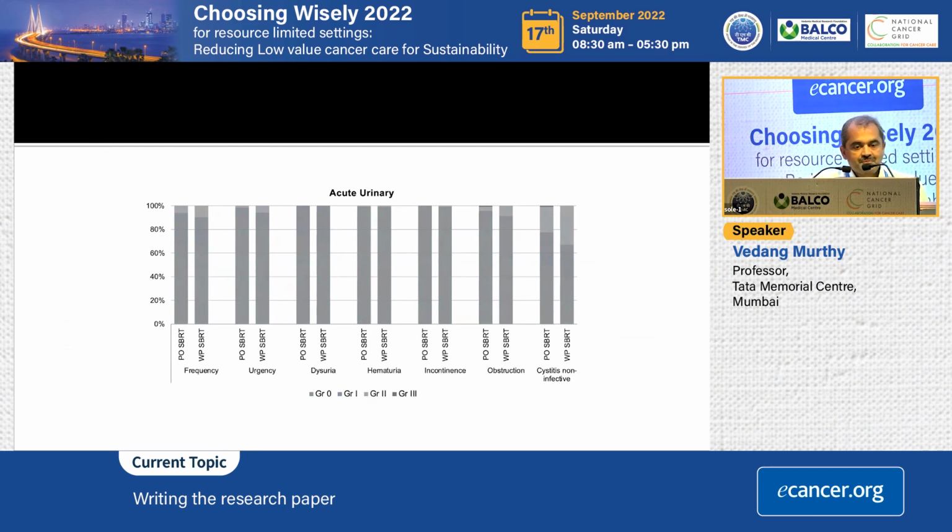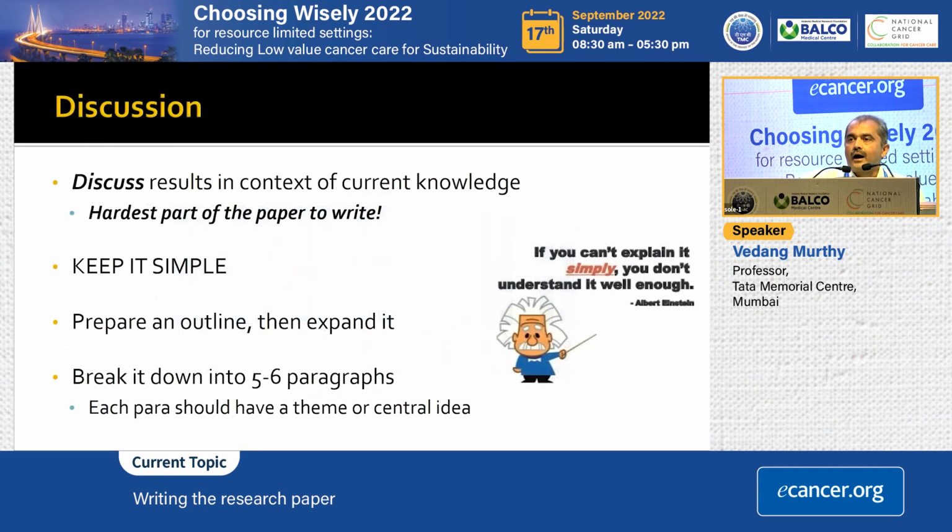Now, discussion. Probably the hardest part for the residents to write. And I'm saying that because this is the time my residents stop seeing me, or they start avoiding me and they don't meet me anymore, because then I know they've reached the discussion section. But my advice is keep it simple.